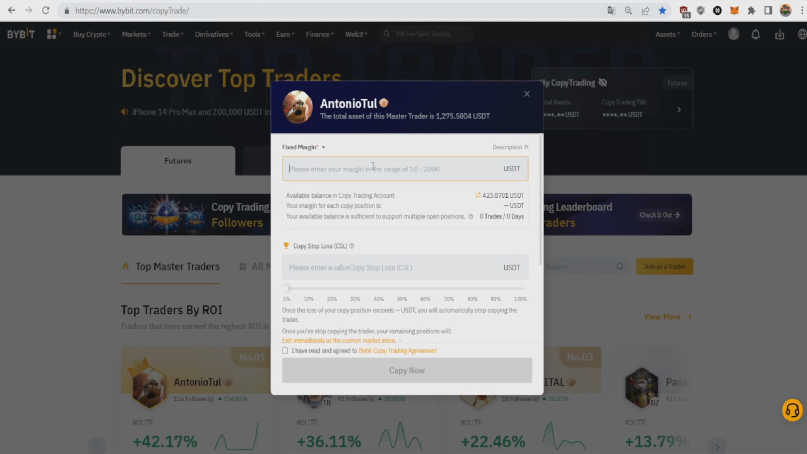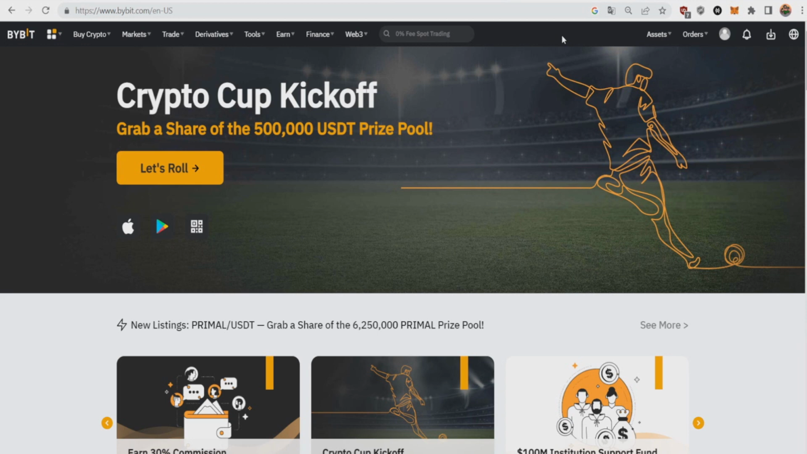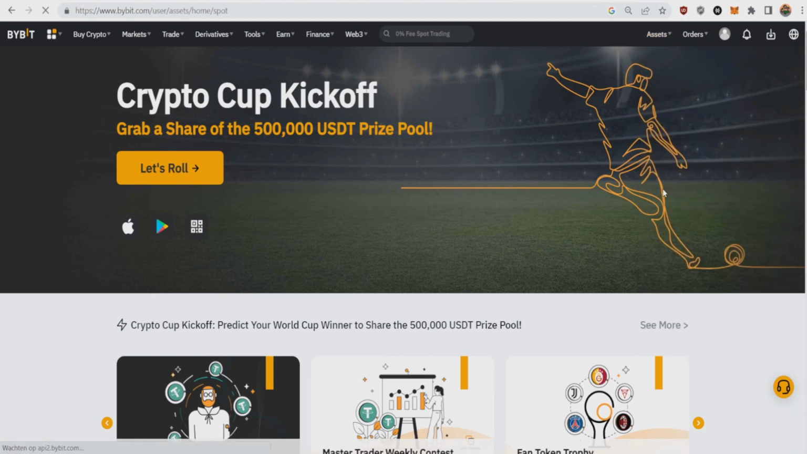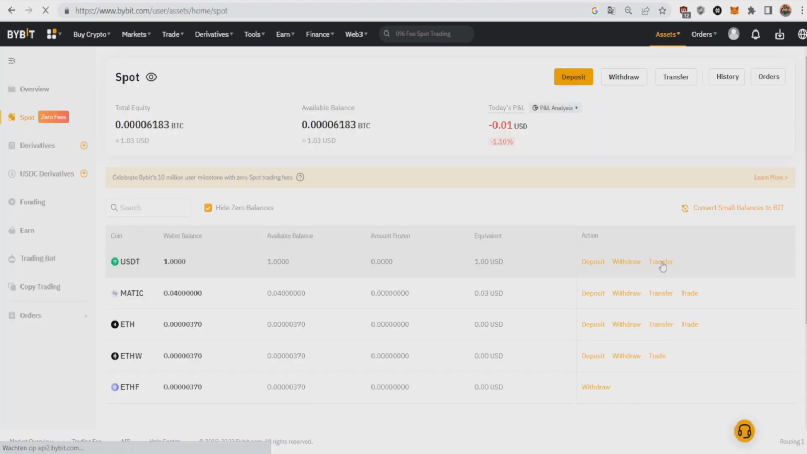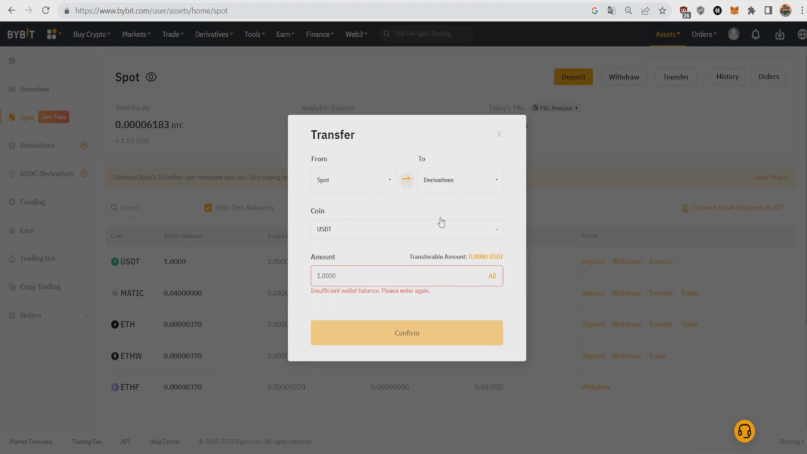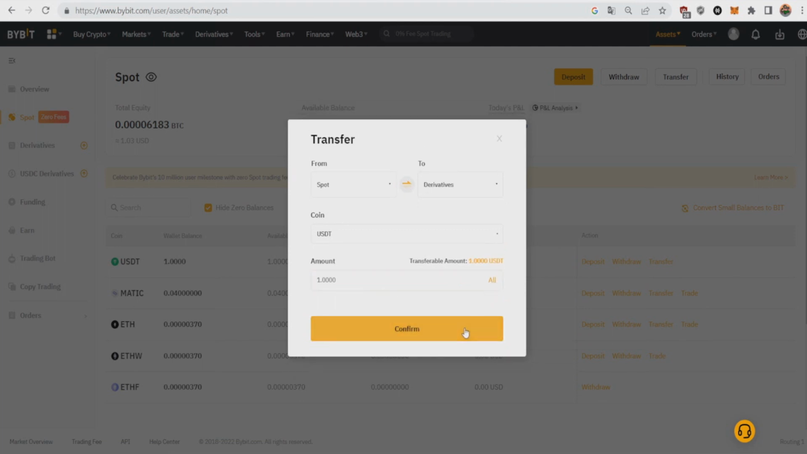Once at copy, the first thing you actually need to do is get money on your copy trading account. So what are you gonna do, guys? I'm gonna show you in 1 second. To actually get money on your copy trading account, you gotta do 2 steps, guys. First, you're gonna go to asset spots on the home page. You're just gonna go to your USDT and click transfer and transfer that to your derivatives account. And the other way around, if you want to get it back, you can do the same thing with the arrow. So just transfer to derivatives.